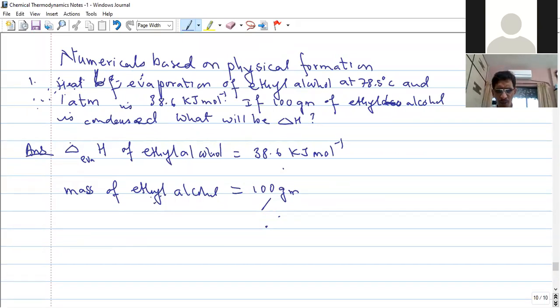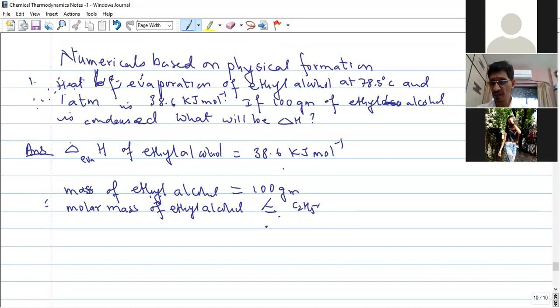Molar mass of ethyl alcohol. Molar mass means molecular weight. Ethyl alcohol is C2H5OH, so it is 46 grams per mole molar mass.